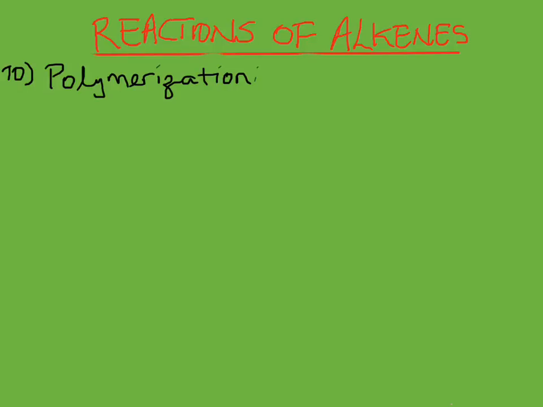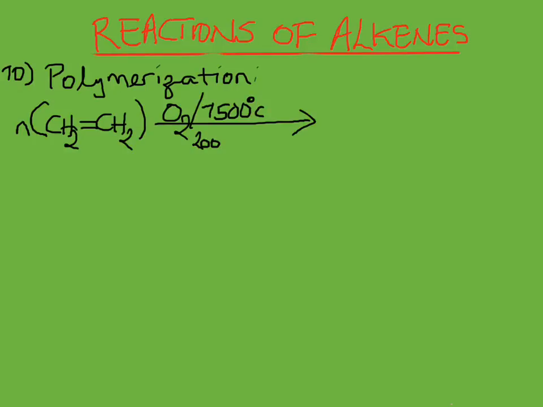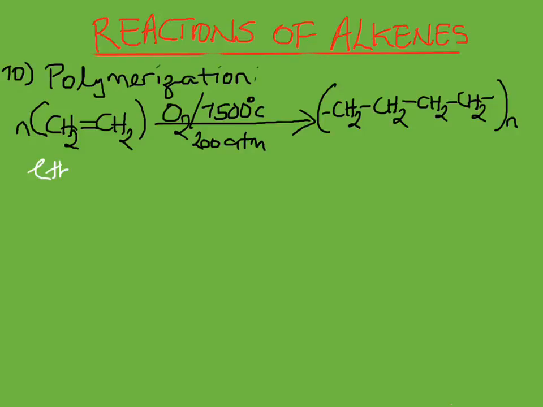The next reaction there is going to be polymerization. Polymerization is a process whereby simple molecules called monomers join together to form very large complex molecules called polymers. Simple alkenes undergo addition polymerization to form addition polymers in which there is neither gain nor loss of material.